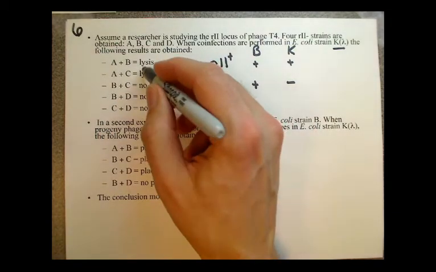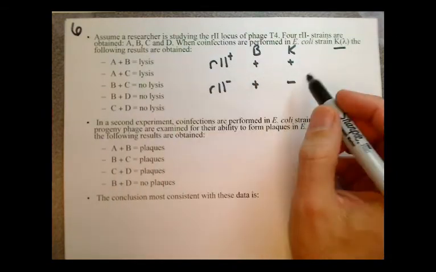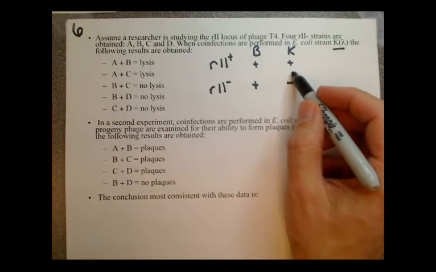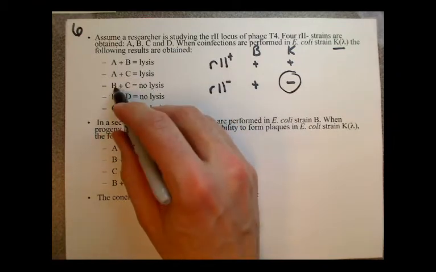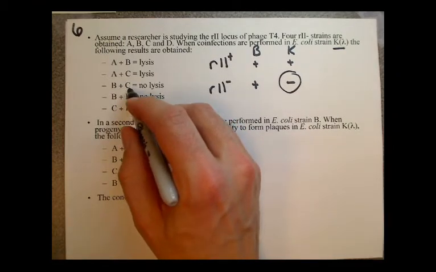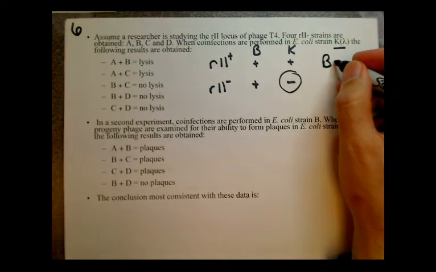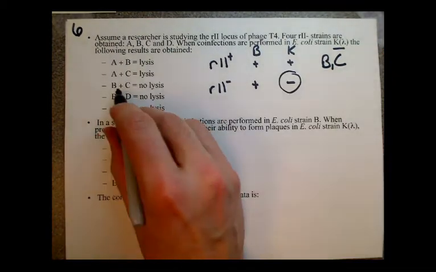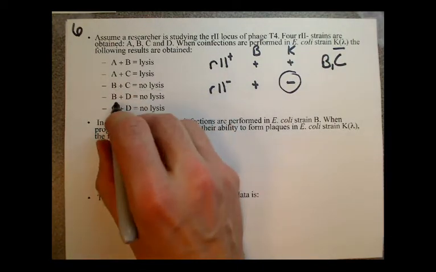So whenever you're doing these types of problems, I think the easiest thing to do, regardless of whether they're phage or any other phenotype, is to focus on the ones that give you the mutant phenotype. In this case, no lysis, because these are the ones that are going to be mutations in the same gene. So from this data, we can see that B and C are in the same gene, because they do not give complementation. They're still showing no lysis.